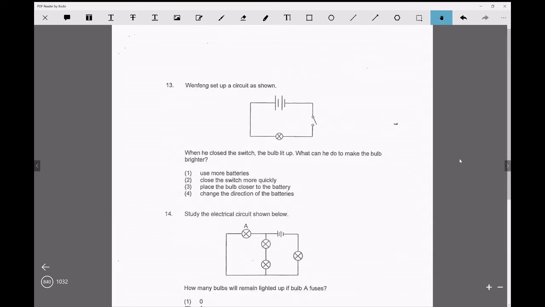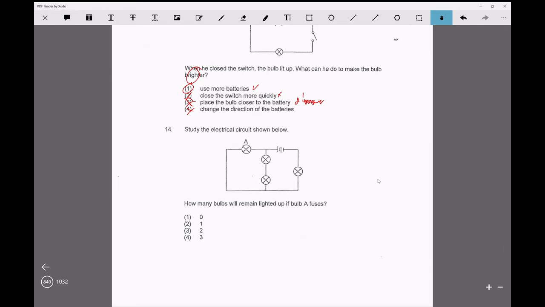Electricity. The bulb will light up. What can you do to make the light brighter? He can use more batteries. Yes. No. Closing it more quickly, you just create a closed circuit faster, which means you light up faster. It wouldn't make it brighter. If you place a bulb close to the battery, there will be one additional bulb. That means it will share the electricity, so it will become dimmer, which is not what you want. You're supposed to make it brighter. So out. Question number 4, change the direction of the battery. Doesn't matter. So as I was saying, it's only number 1.